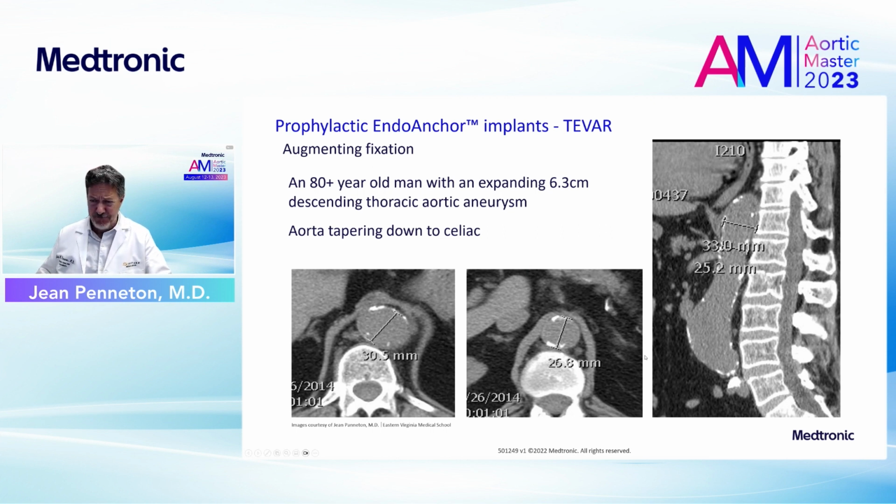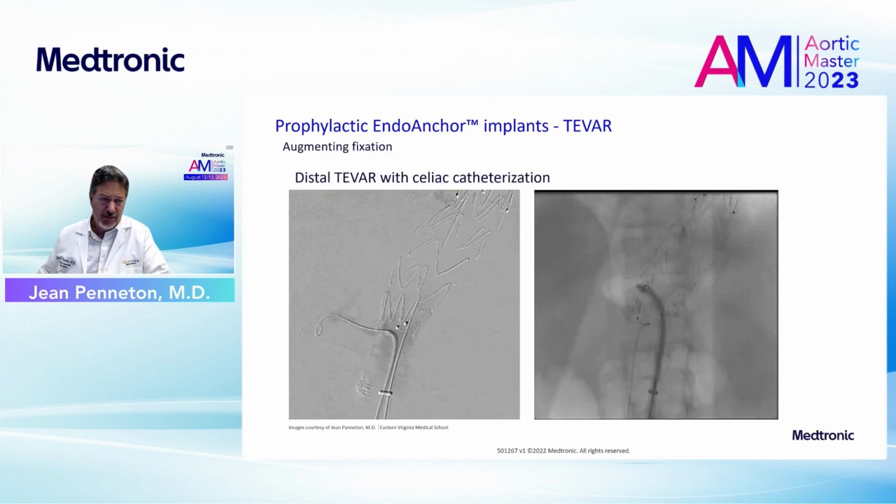So when there's that much tapering, you really have a chance that the graft will basically pull up if you don't provide active fixation. We did a celiac catheterization here to have a good marker to deploy the TEVAR graft. I think the image here really shows how the TEVAR graft has tapered down. And if you just leave it at that, there's a fairly good chance that it will pull up over the following years. That's why we do provide active fixation at that level.